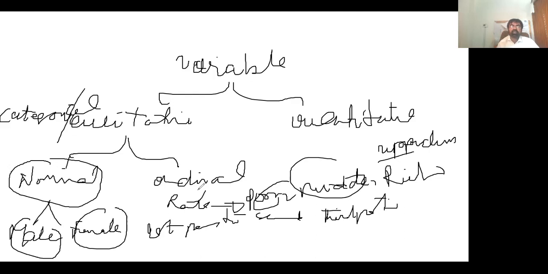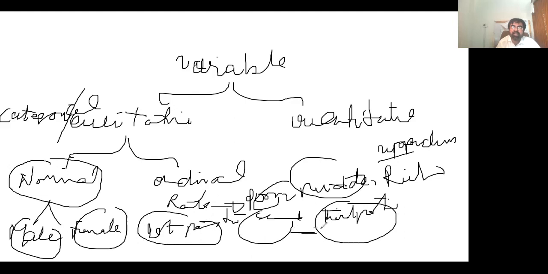The interval that we have in ordinal data is meaningless. For example, first position, second position, and third position. The interval does not carry equal distance. Like in the first, second, and third position, you cannot say there is a difference of 2 or 3 between the first and second position, and a difference of 2 or 3 between the second and third position.